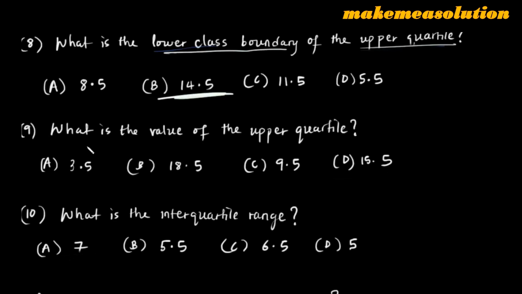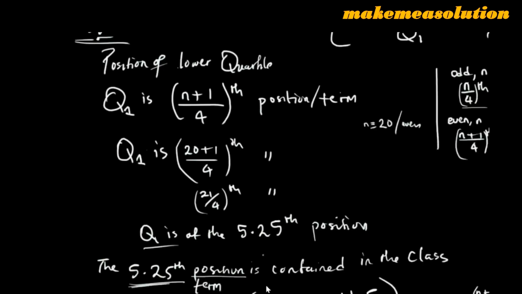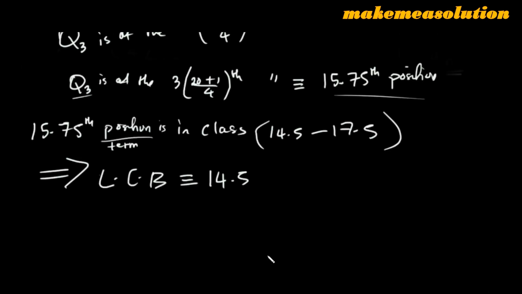Okay, so let's look at question 9. Find the value of the upper quartile. So we now want to find the value itself. So remember, there is a difference between calculating the position of the upper quartile and calculating the value of the upper quartile. So in question 9, we want to find the upper quartile.